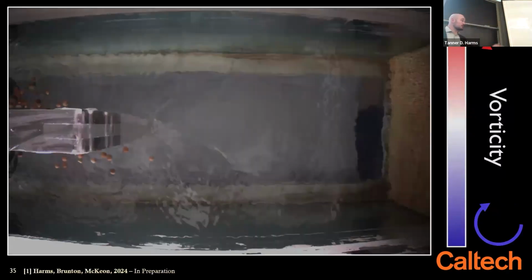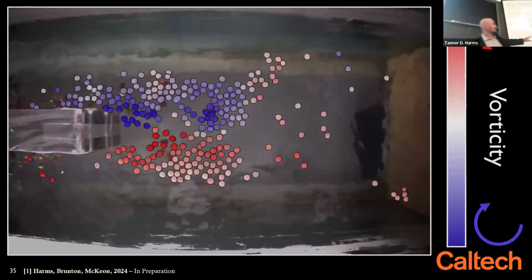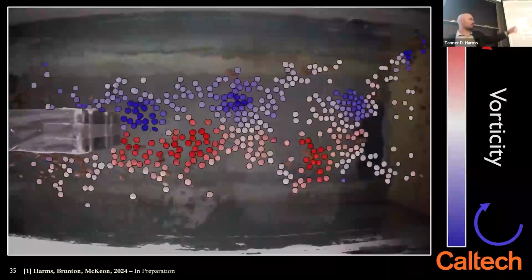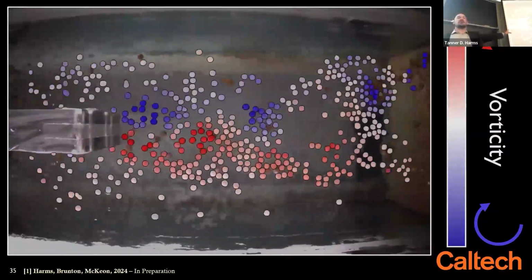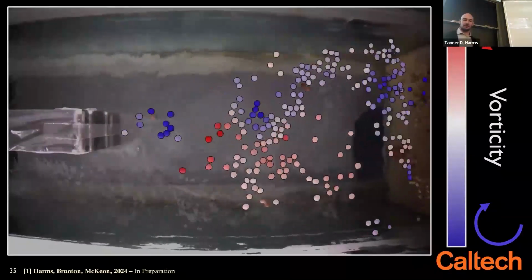To show you what structures look like in the flow we apply it to, we calculate vorticity using Lagrangian gradient regression, and this is the outcome. So you can see the structures forming and moving downstream behind the plate. And we're only doing this using the deformation of tracers in this case and applying the algorithms that we've developed.